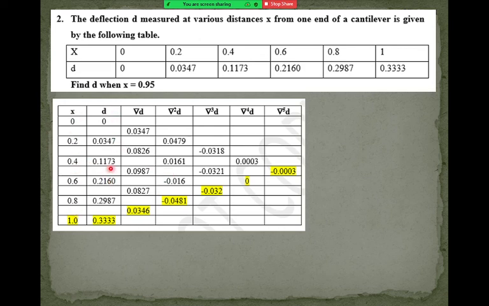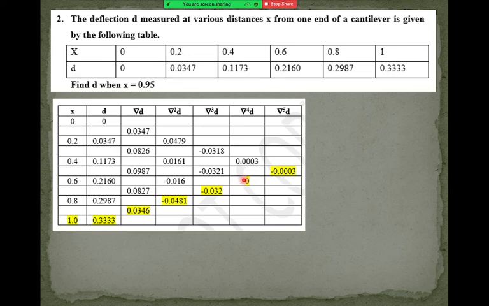X values, D values, higher order differences. So this table right now exists up to fifth order backward difference, in which the fourth is already 0. This is negligible. So again, we generally do the calculation up to del cube. Okay, this is del cube only.